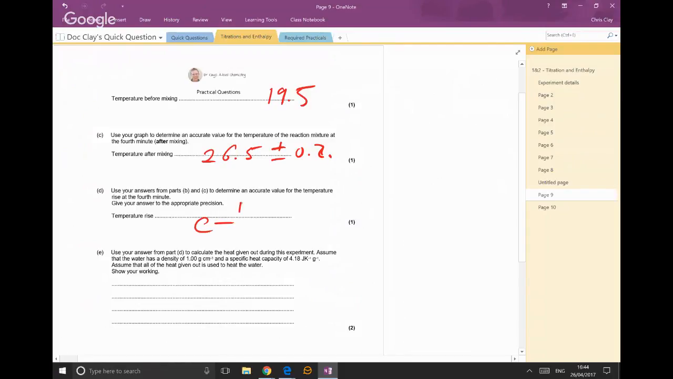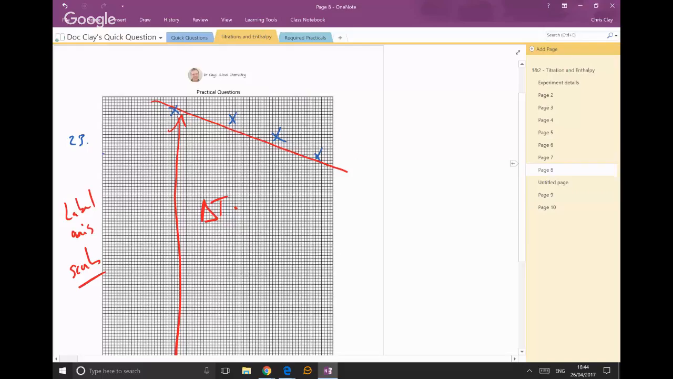The answer here is C minus B. And then you've got to use Q equals MC delta T here, where delta T you're taking from this answer. M here, remember, is the mass of water, where we got 1 gram. I can't remember what volume it said it was using. We'll go back and have a quick look, shall we?